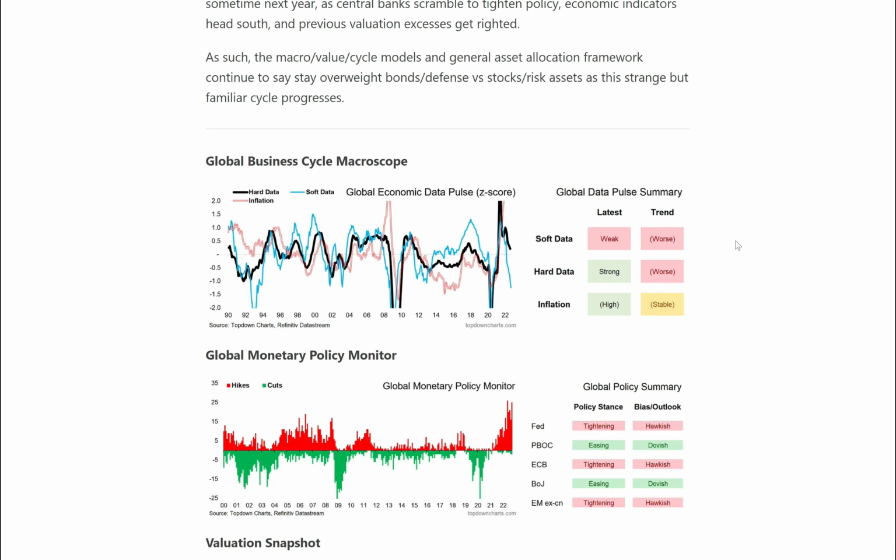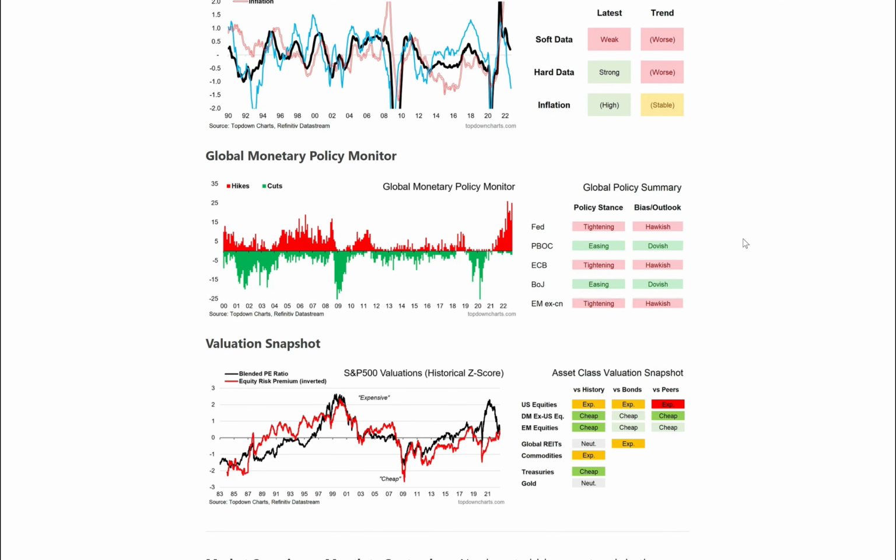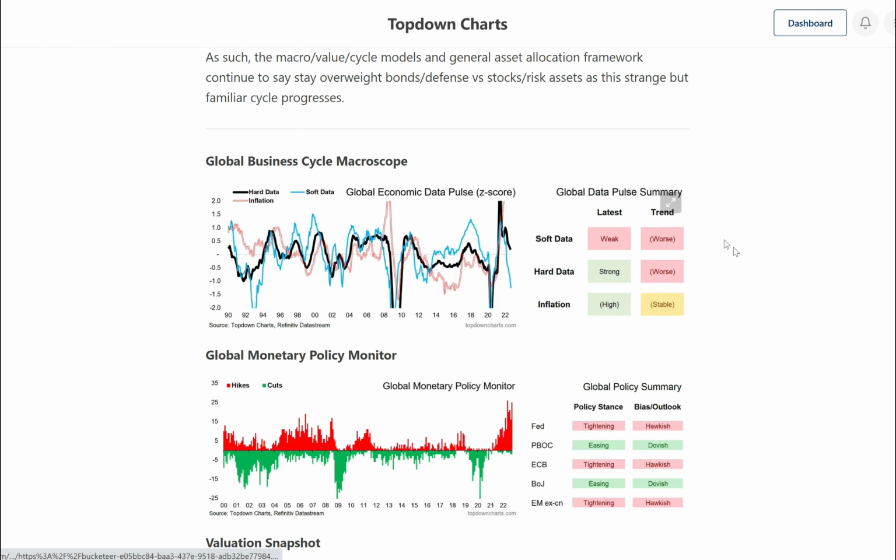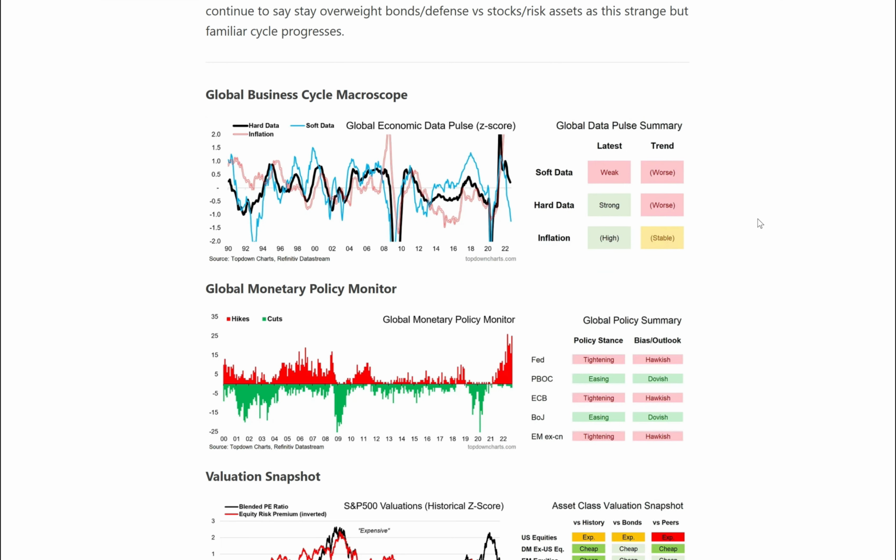But getting more into the charts, these first set of charts are really valuable, I reckon, because they basically take the world's data and present it in a single set of charts that give you a high-level view of what's going on. The first one is the business cycle macro scope. Again, this is looking at soft data, hard data, and inflation data trends across as many countries as it's available for. And you can see it looks quite intuitive in the way they act with regard to the business cycle.